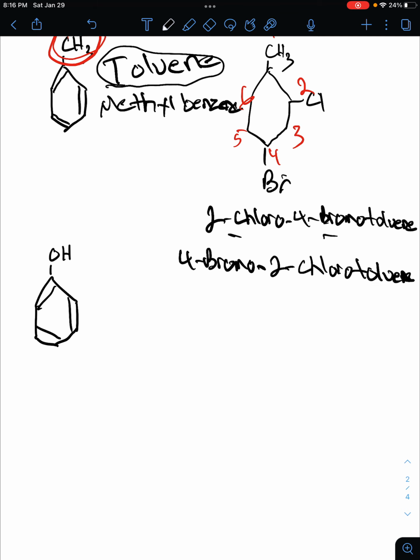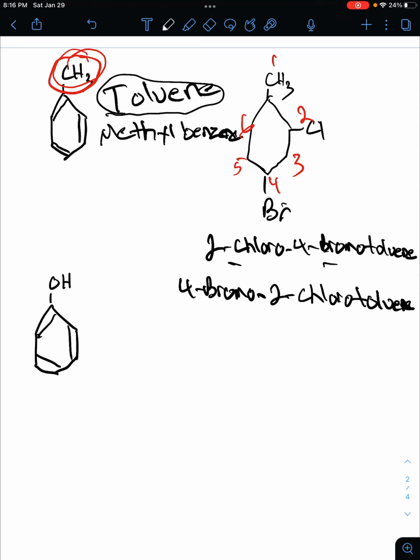Even though you number it with the chlorine first, because you want to start numbering in the direction where you run into the most substituents first, you wouldn't number it this way. You would number it this way because the chlorine is on the number 2 carbon. But even though you number it that way, you still got to alphabetize it. So B comes before C. So what is this compound here?